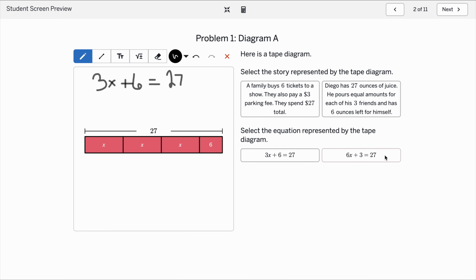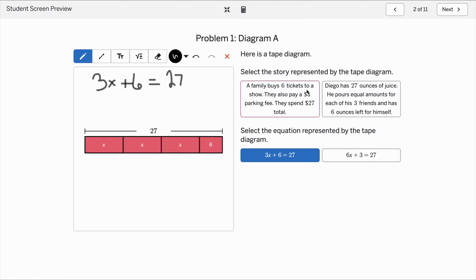So let's see, I have to find one that looks like that. It would be like this. This one's obviously not correct because it would have 6 boxes that have x in them, and that just doesn't make any sense. So 3x add 6 is 27. I have to find a story that matches that.